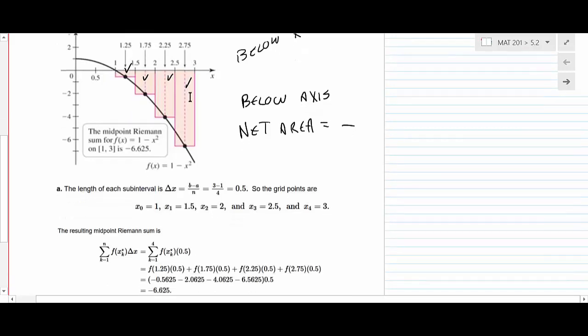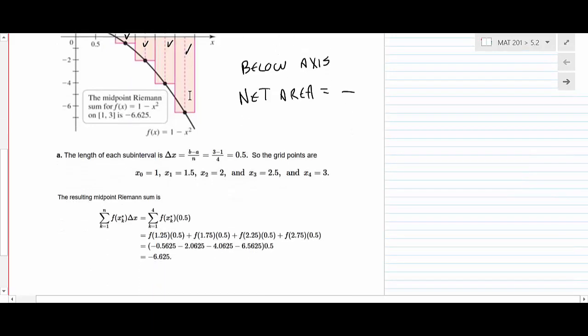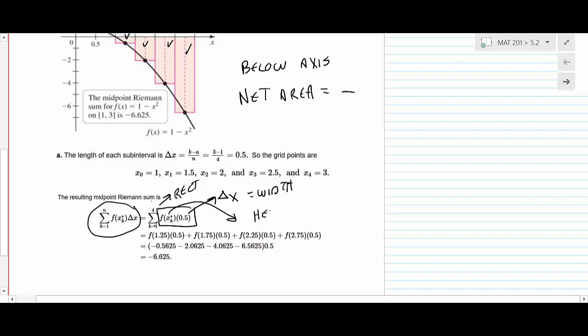Okay, the other thing I want to point your attention to in this problem is this. We talked about the sigma notation, and now that's what we're going to be looking at. This thing right here is saying we're summing up rectangles from 1 to 4. That means there's 4 rectangles, and what we're doing is this right here. 0.5 would be delta x. And that, like we've learned, is the width of the rectangle. The function value is going to be the height of the rectangle right there.